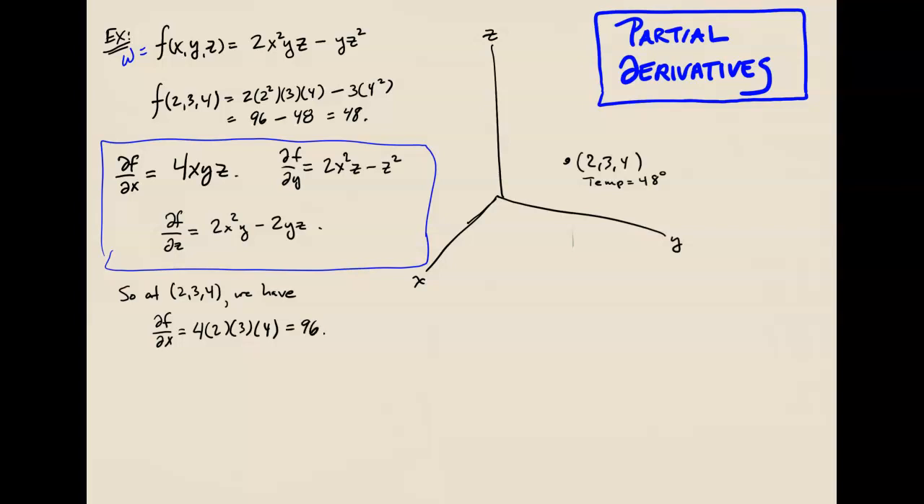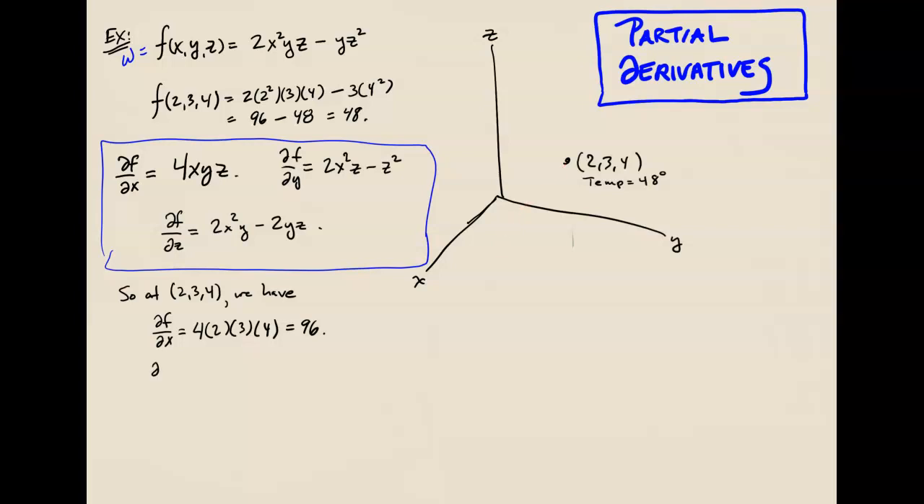So what is that telling us? That's telling us that if we start at this point, (2, 3, 4), and we move parallel to the x-axis in an infinitesimal neighborhood, locally, for every little infinitesimal step we take in the positive x direction, the temperature is increasing rapidly. It's increasing 96-fold. Okay, so it's getting very hot very fast in that direction. How about in the other 2 directions we have?